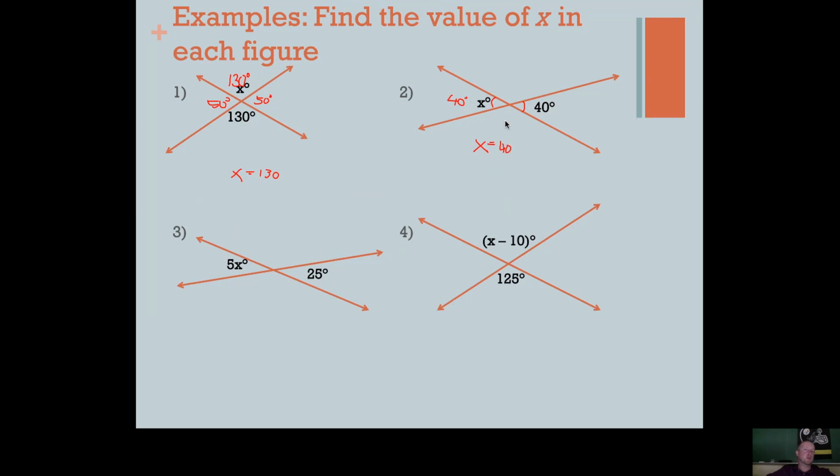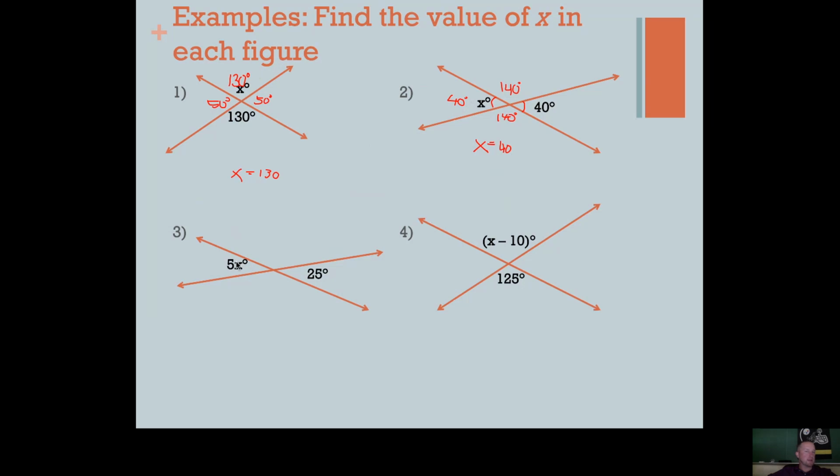They didn't ask you to, but what would these obtuse angles be? They'd be 140. 180 minus 40 gives you 140. These are supplementary. These first two are really easy. These next ones are a little bit tougher.